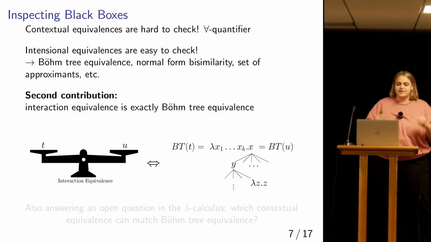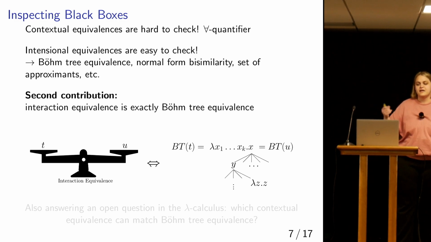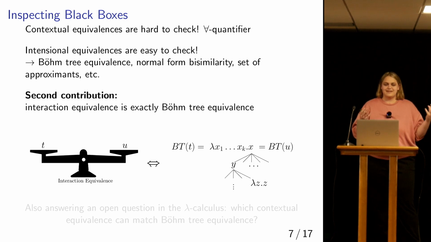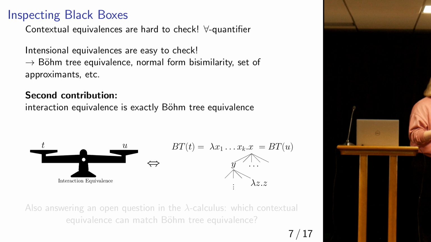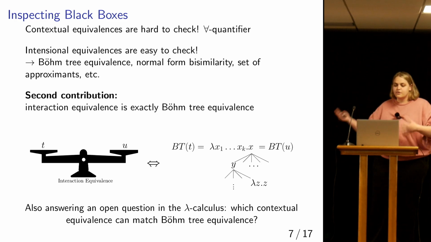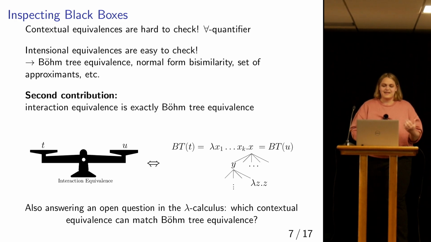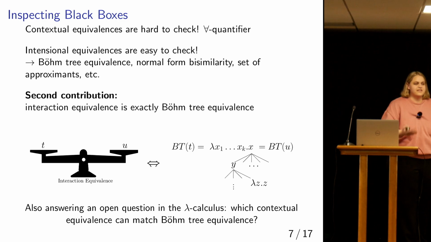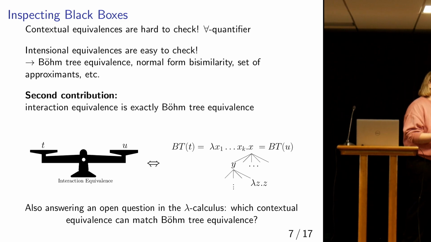So this means that we will provide a proof method: to check that two terms are interaction equivalent, you build the Böhm trees, and then you compare the Böhm trees. This is still not decidable, because the Böhm trees are infinite, and building the Böhm tree is not even decidable, but it gives you a proof method, and then you can actually check what are interaction equivalent programs. So this is also going the other way, answering an open question in the lambda calculus: what could be a contextual equivalence that matches exactly Böhm-out equivalence?